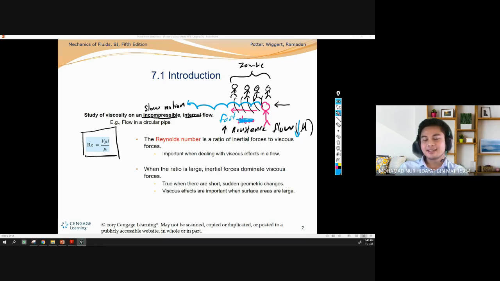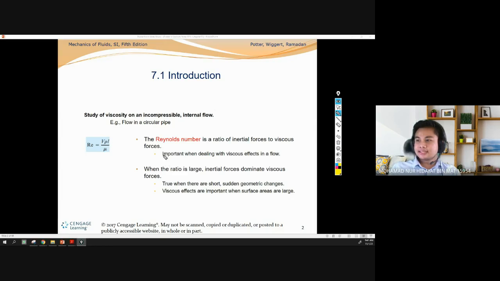I gave you the example of the zombie and the human in order to show you the dominant effect of the Reynolds number, which you can see here is the viscosity, which is the resistance to flow. In this case, the Reynolds number is the ratio of inertial force and viscous force. So here is the inertial force. What is inertial force? Which is F equal to ma. This is the viscous force, right?